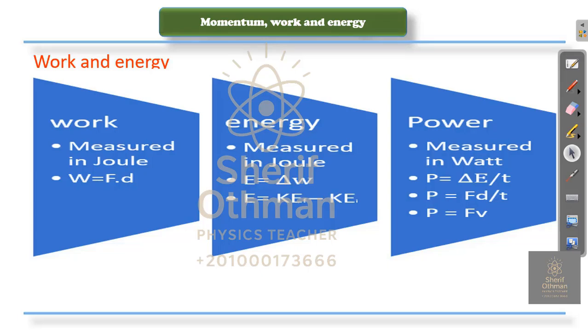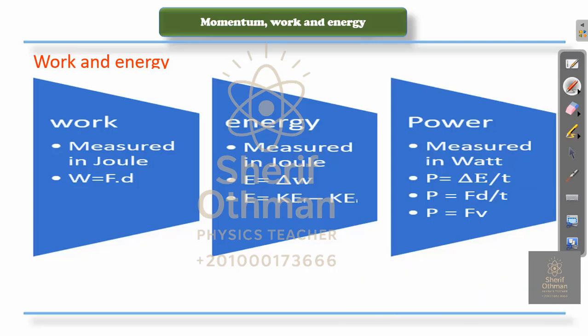So guys, let's compare between work, energy, and power. Work is measured in joules. Work is equal to force multiplied by distance. The change in work, or the ability to do work, is called energy. And energy is kinetic energy final minus kinetic energy initial, which is the change in work. Energy is also measured in joules, while power is measured in what? Power is the rate of doing work or transferring energy.